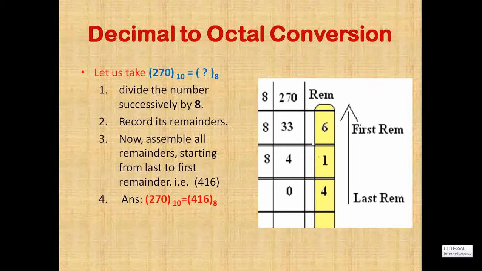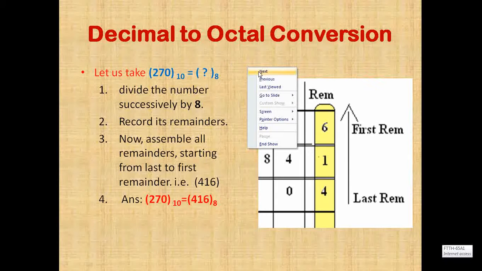The method is the same as we did with decimal to binary. Since the base of binary was 2, to convert the number we had divided by 2 that time, and here the base of the octal number is 8, so we are dividing the number by 8 in this example. This is the only difference.